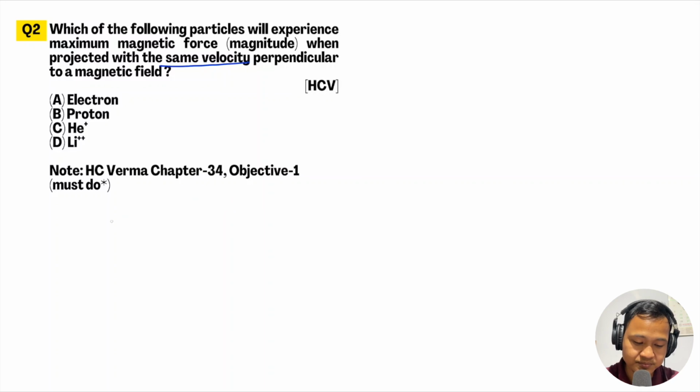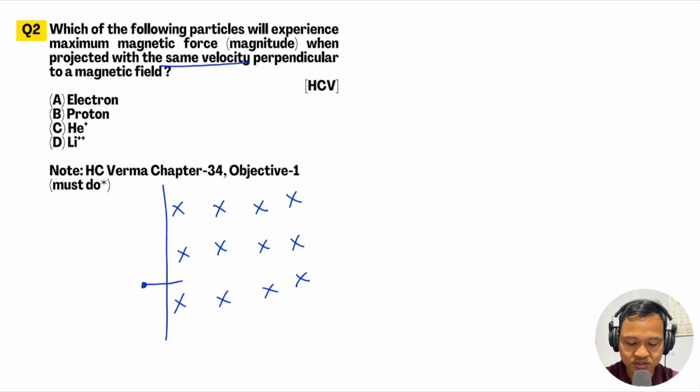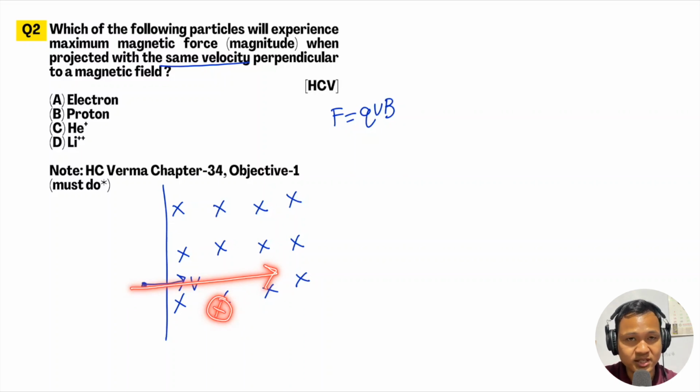So it is something like this. This is the magnetic field region, and the particle is projected inwards like this with velocity v. The question is about maximum force. What is the force? Force is q into vB. Here v and B are perpendicular, so sin 90 is 1. So your force is qvB.